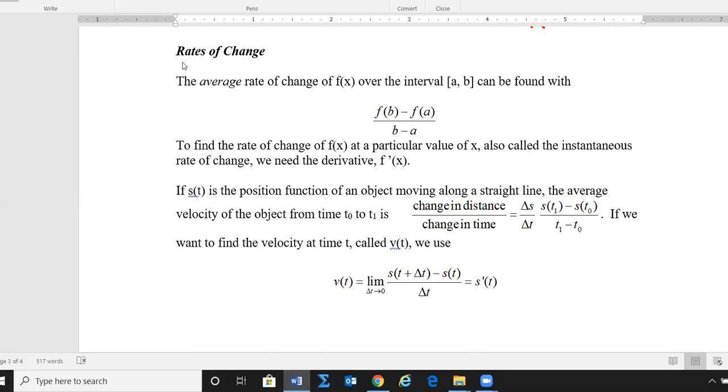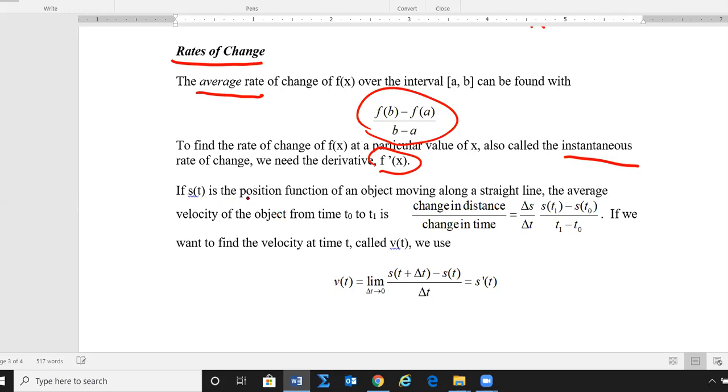All right, here we are. Our next topic is the rates of change here. We have to begin with the average rate of change. This is defined this way. The average rate of change of f over [a, b] can be found using this quotient. If we want to find the rate of change at a particular value, this is called the instantaneous rate of change. And we would use a derivative to get that.